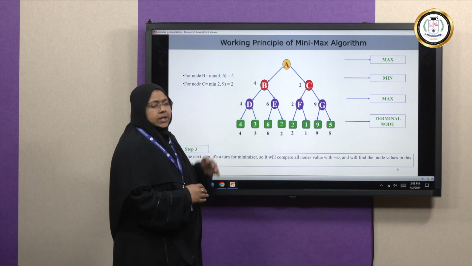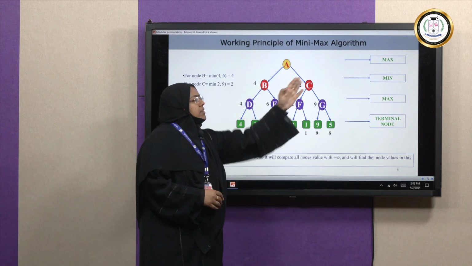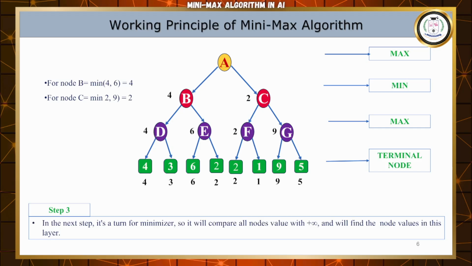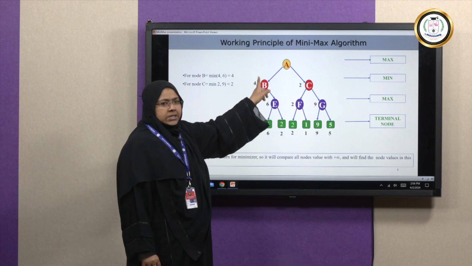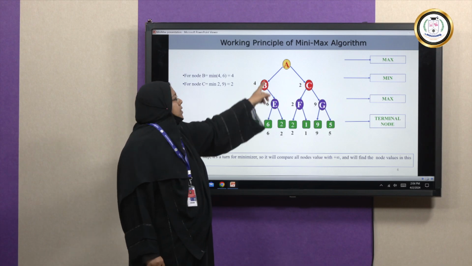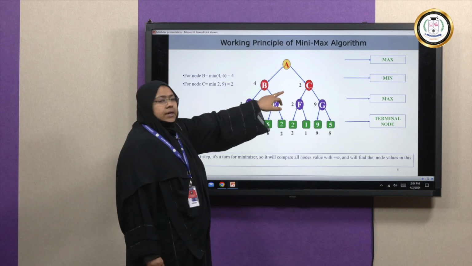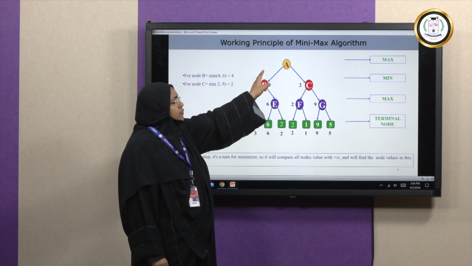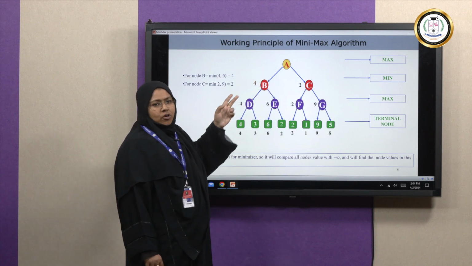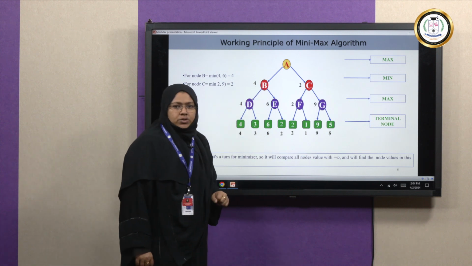Now it goes to the uppermost level where the value is maximum. Here the comparison takes place between 4 and 2, and the worst case value of the max will be minus infinity. Now 4 and minus infinity, obviously 4 is maximum. So 4 will go there, and here 2 and 4, whichever is maximum, 4 is the maximum. So we will retain 4 at the A node.